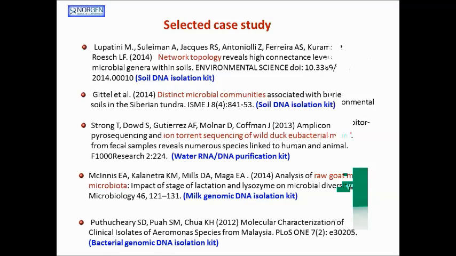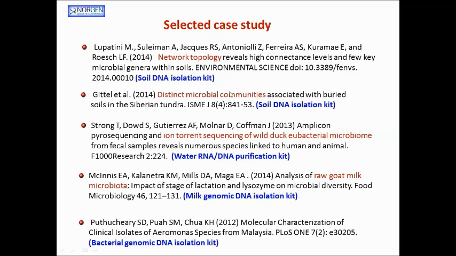Here are selected case studies recently published by users using Northern products, and a few cases will be introduced by Dr. Zhu later in this presentation. Just in brief, there are soil, water, and milk samples, and the bacterial genomic kits have been used for network topology, distinct microbiome community studies, and raw goat milk microbiota, and so on.